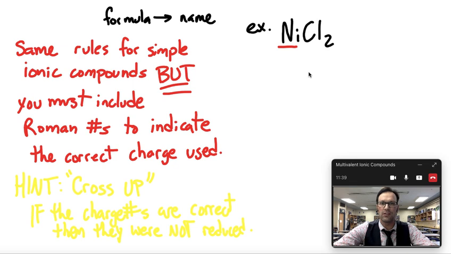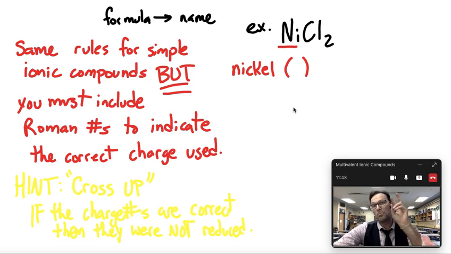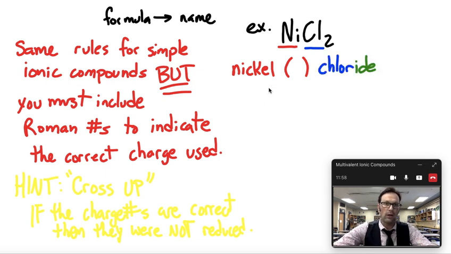We have the nickel as the metal. Name the metal, nickel. And I know it's multivalent because I looked, and on the periodic table there were 2 possible charges, and so I'm going to put some brackets there. Now we still have the nonmetal, which is chloride, right? So in essence, if this were a simple ionic compound, it would be nickel chloride. But because nickel is multivalent, we have to use the Roman numerals to indicate which charge was used. So which charge was used?